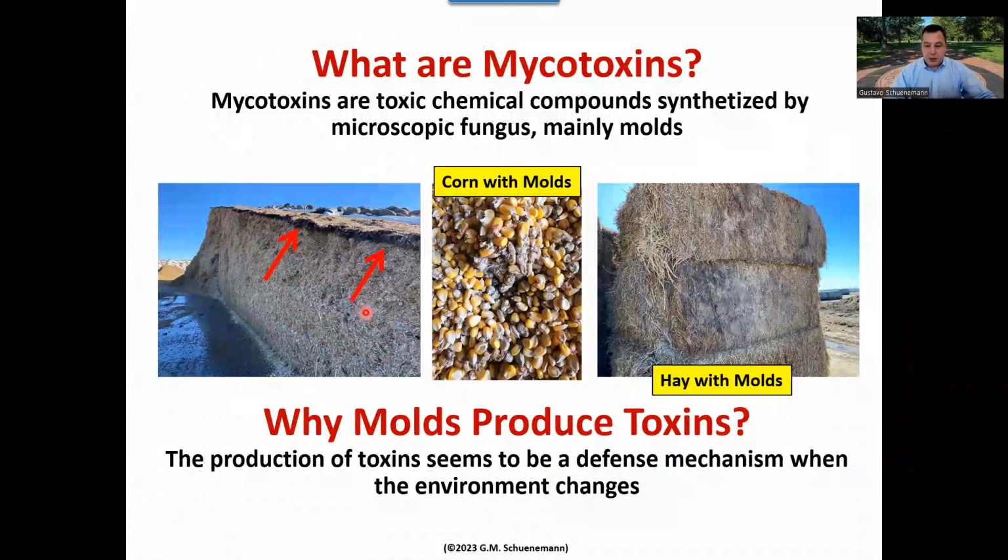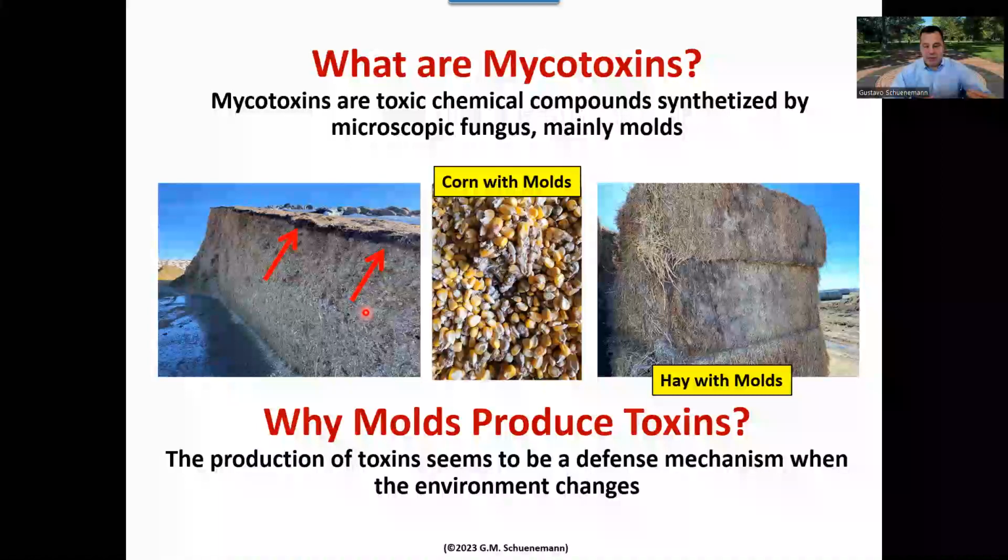One of the perhaps important questions that we get is why mold produces these toxins, and this is something that is still in debate or unknown. Some of them produce it because that is what they do, and that's how they survive. But the production of toxins seems to be a defense mechanism when the environment changes. And some of these fungi produce a lot of these chemical compounds.